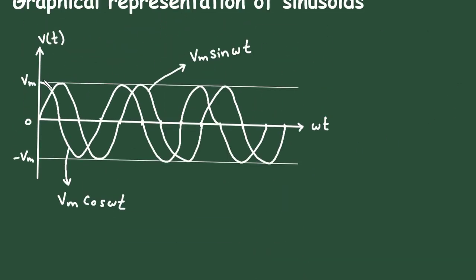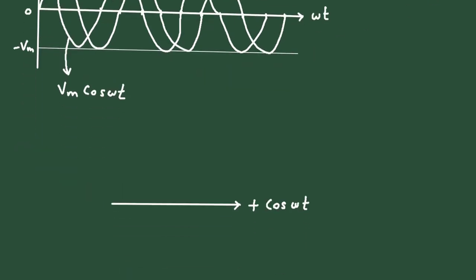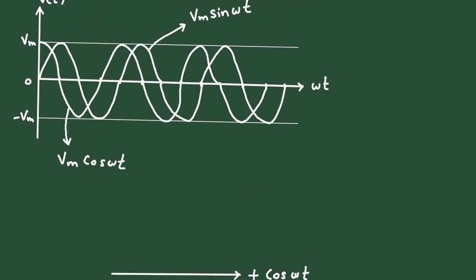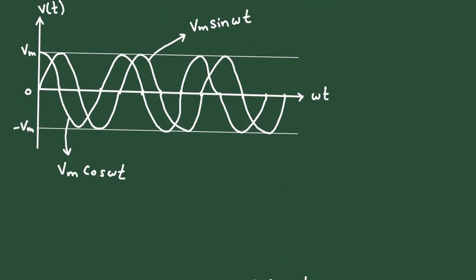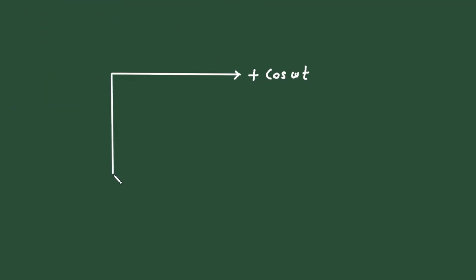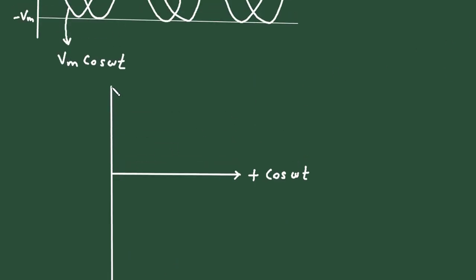So if this is plus cos omega t, from here we can see when this v of t is 0, that time this cosine function is maximum. And here the difference between these two, sine and cosine, is 90 degree. So it will be in this direction. So this is plus sine omega t. So this will be minus sine omega t and this will be minus cos omega t.